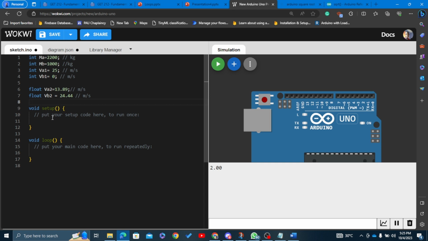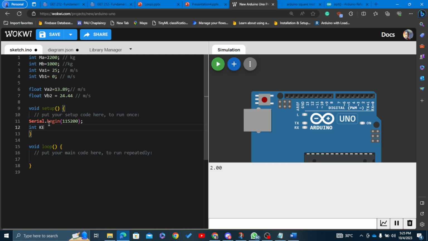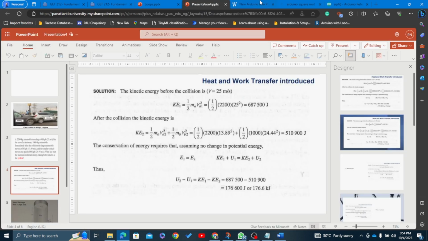So now we'll do all our calculations in the void setup. So the first thing we'll do is Serial.begin, because I want to print out the value in the serial monitor. So let's first calculate the kinetic energy. Let's create a variable. Int KE1. This is the first kinetic energy. Int KE1 equals the formula for kinetic energy, half mv squared, represented in our equation.